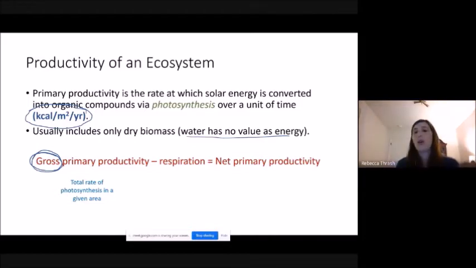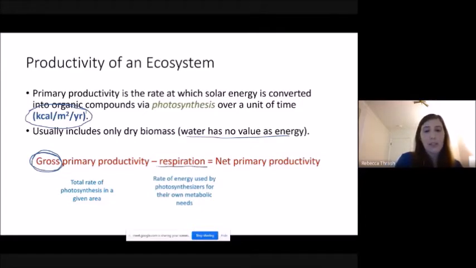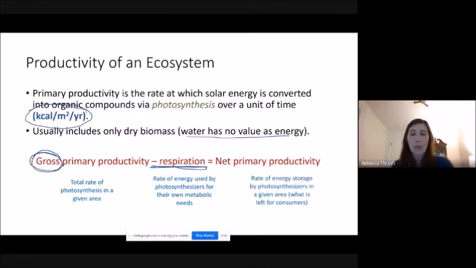But in order for us to know how much of that productivity is available to the rest of the ecosystem, we have to take away the plant's own metabolic demand through respiration. So this is the rate of energy used by photosynthesizers for their own metabolic needs. After you do that, now we know how much biomass or how much productivity is left over for everything else, which are the consumers. So net primary productivity is an important thing to understand if you want to know how much food is left for the rest of the ecosystem.